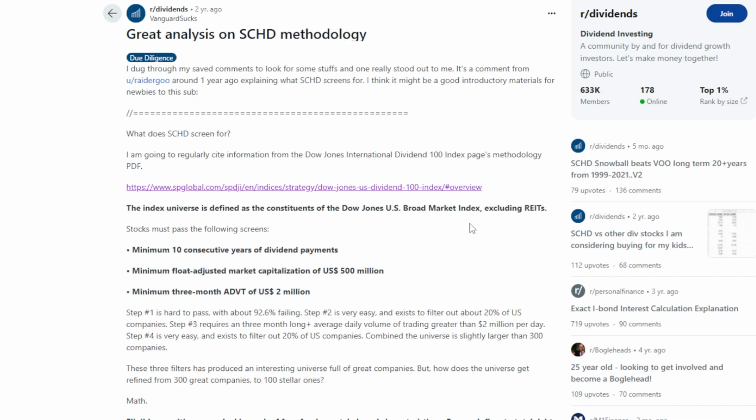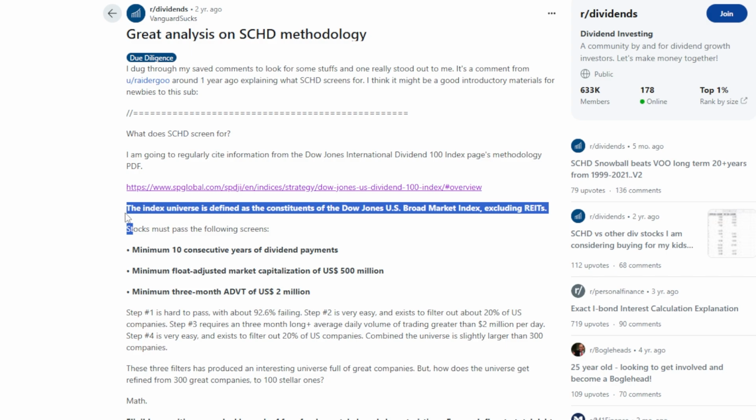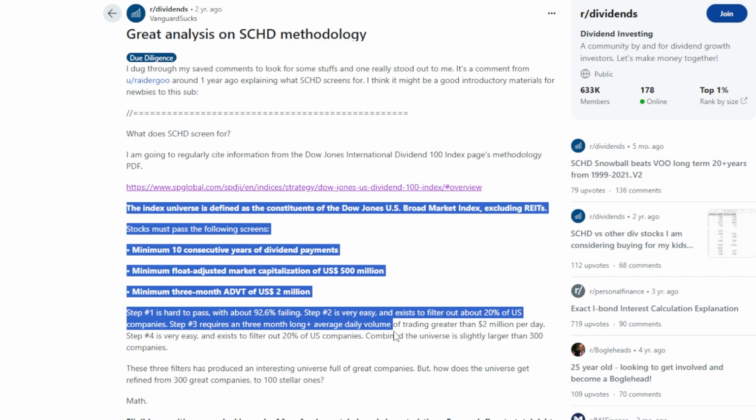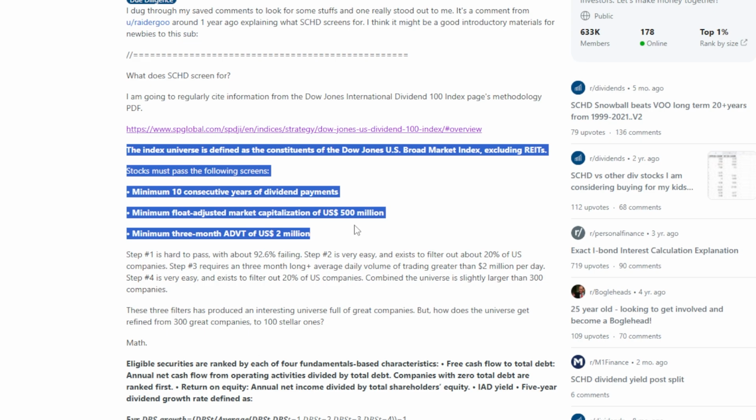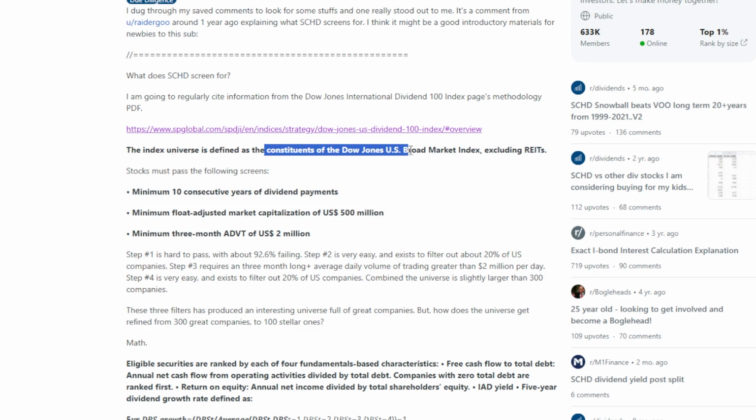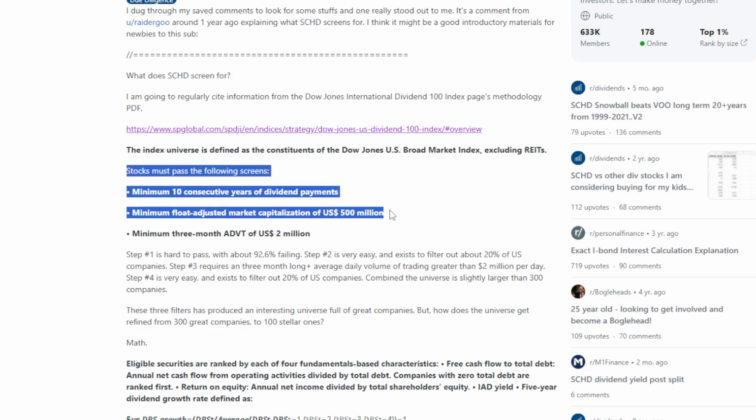And although you might be asking yourself, what does that exactly mean? What in the world is the Dow Jones US Dividend 100 Index? It says the index universe is defined as the constituents of the Dow Jones US Broad Market Index excluding REITs. So again, this is the index that SCHD tracks. And this is why the ETF has done so well over the past several years, because the index that SCHD tracks makes it very hard for single stocks to make it through.